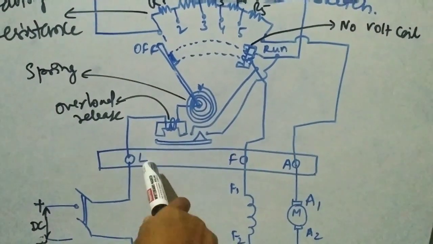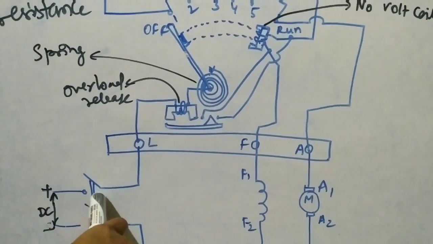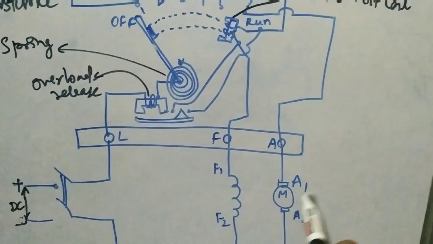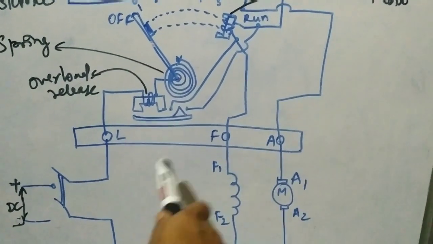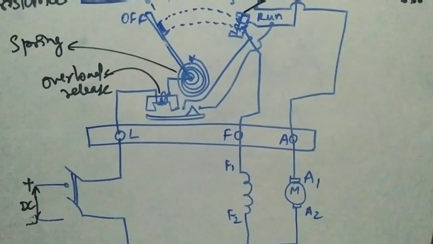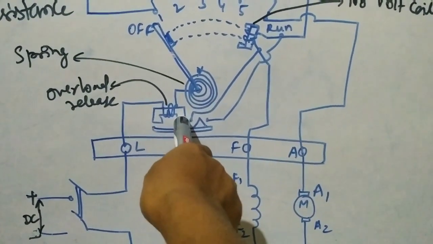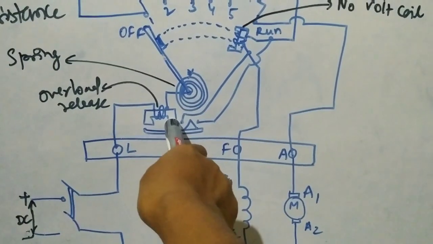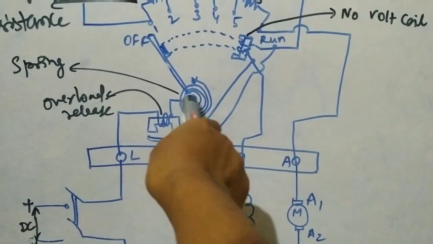L means the line terminal, which is to be connected to the positive supply. You can see that here. F means it is connected to the field winding, and A means it is to be connected to the armature winding. So these are the respective terminals which I have to draw initially. The point L is further connected to an electromagnet called the overload release, OLR. The second end of this OLR is connected to a point where the handle of the starter is pivoted.